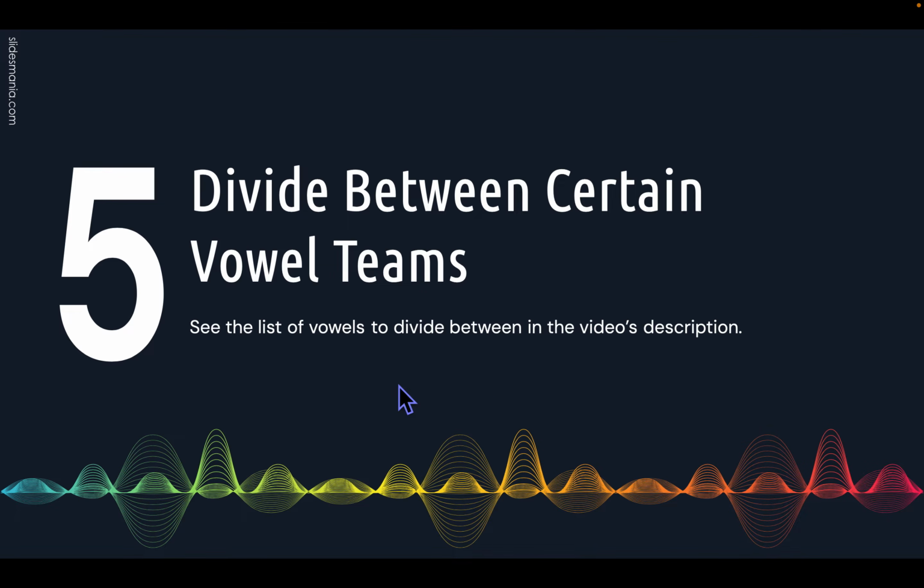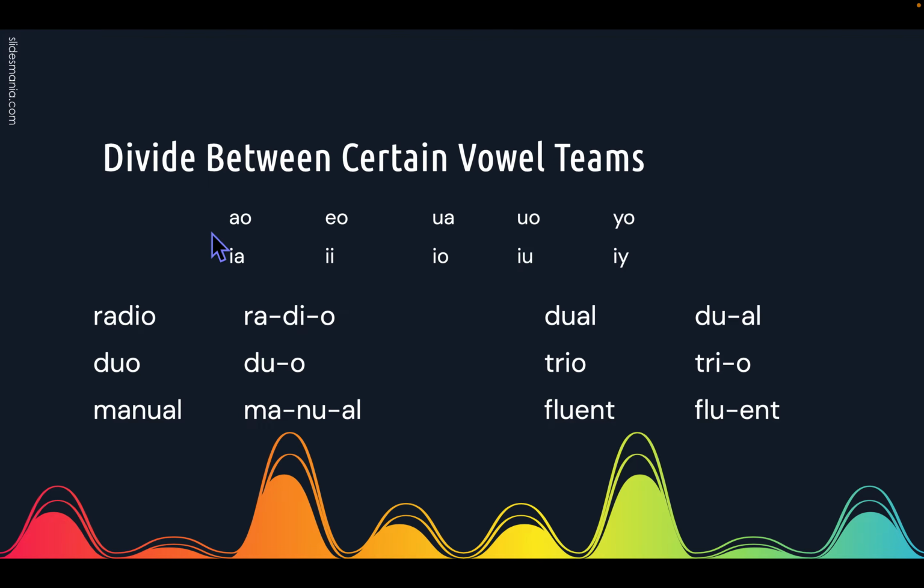Now we are going to divide between certain combinations of vowels that do not make one sound. You can find a list of these in the video's description. I've also placed it here. So these are groups of vowels that we will usually divide between, because each vowel retains a sound. So we are going to divide between the I and the O. It's on our list here.